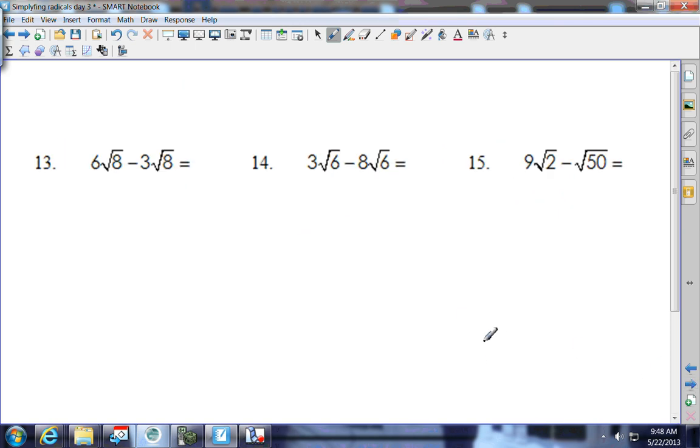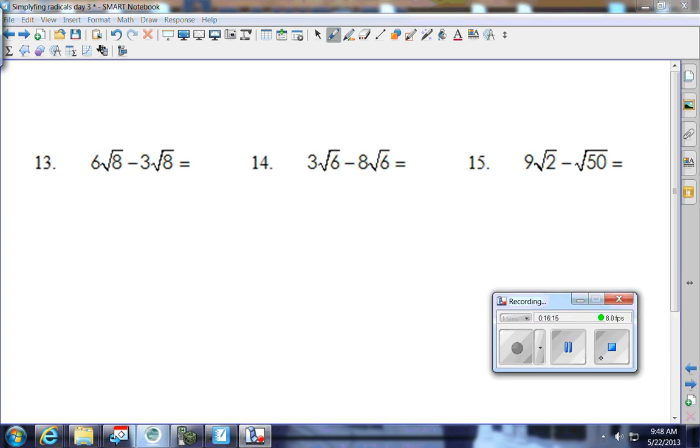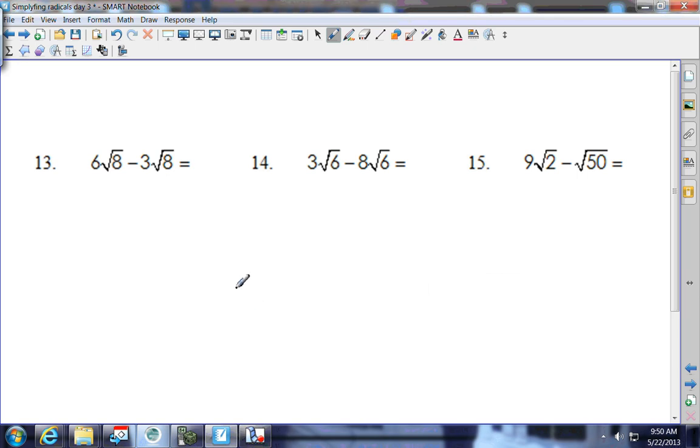Next ones, 13 through 15. You should try those now. Thirteen's really simple because why?